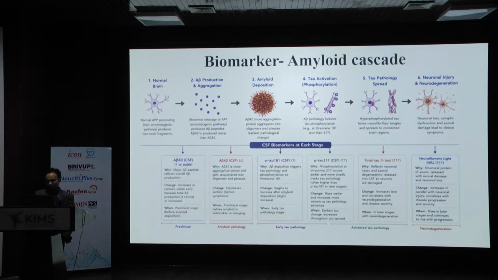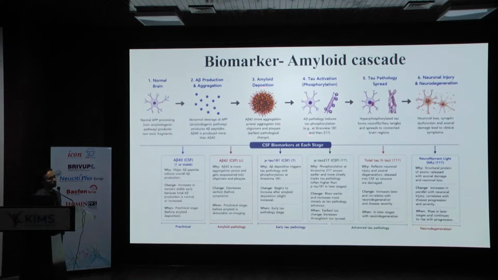Now if you see, the first step is an abnormal cleavage of this amyloid precursor protein, right? It gets cleaved into A-beta-42 and A-beta-40, and A-beta-40 is produced more than A-beta-42. So the levels of A-beta-40 are quite high compared to A-beta-42. A-beta-42 is aggregation prone. It gets sequestered in oligomers and plaques. So you would have seen, using biomarkers, the ratio of A-beta-42 to A-beta-40 decreases overall, and this is the first biomarker that gets altered, and this has been approved by the FDA as well. Then comes the amyloid deposition, same biomarker.